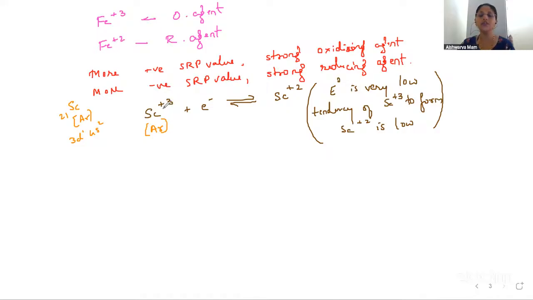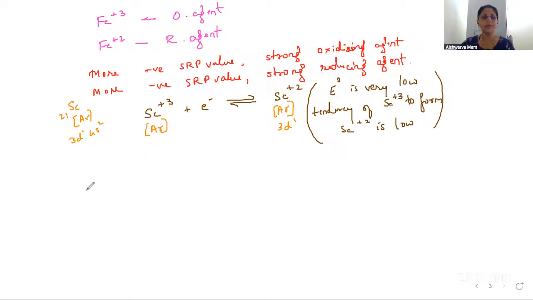Now this scandium plus 3 ion has to gain an electron. If it has to gain an electron, it has to gain it very forcefully, because it is very stable here. So you are forcefully adding an electron to form scandium plus 2, meaning it will form Ar 3d1. Therefore, I said the tendency of scandium plus 3 ion to form Sc plus 2 is very low. Therefore, the E naught value is very low.